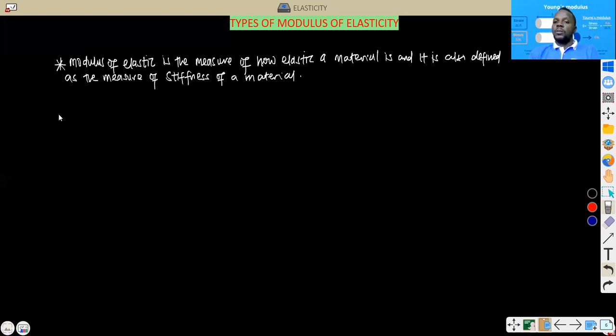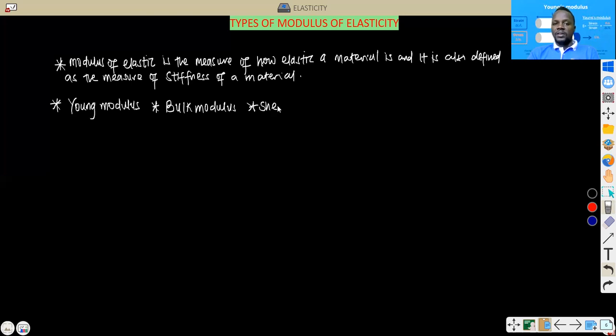In junior classes, most of us are introduced to Young modulus, which is one of the types. So about types, you can also write in continuation. We said there are different types. We have three types of modulus of elasticity. The first one is Young modulus, which is popular from early classes. The second one is what we call bulk modulus. All these things are very important for you to know. And the last one is shear modulus.